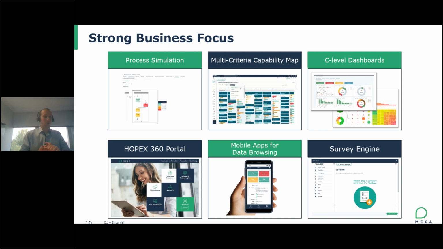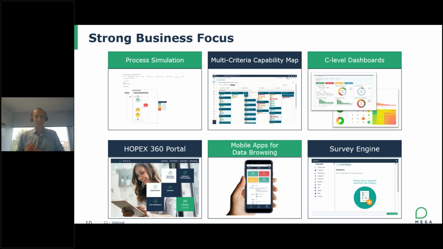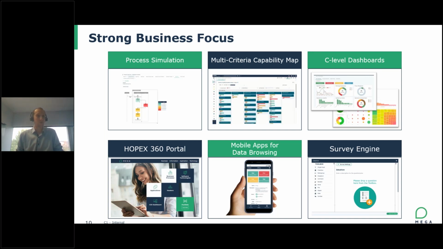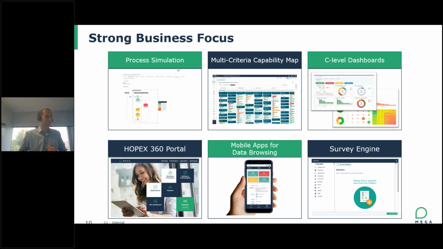We've been able to renovate the capability map to make it even easier to use and even easier to comprehend. And again, we'll see that. We've created CIO Dashboard, a new HOPEX 360 portal, some mobile apps for data browsing. We will talk about that later, and some new way of creating surveys engine so that you can actually start to ask questions, ask feedback from your stakeholder on what you have in the EA repository, and get feedback, assess the applications, assess the processes, and know where you want to start your transformation efforts.